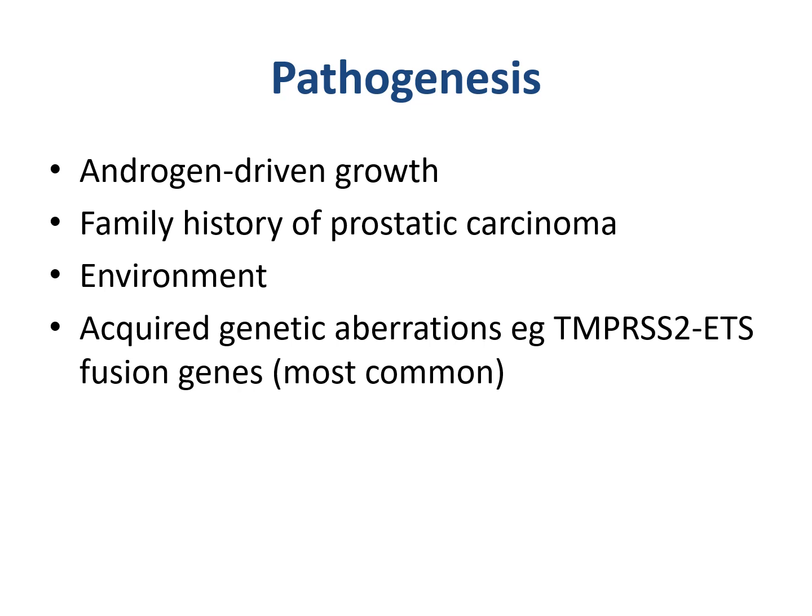The second important factor is family history of prostate carcinoma. This is part of the hereditary factors in its carcinogenesis, with an increased risk of cancer if there has been a first-degree relative diagnosed with it. The third factor is environment. The environment, including diet, may also play a role. And lastly, acquired genetic aberrations, specifically, for example, the TMPRSS2-ETS fusion genes, which are the most common genetic aberration seen in prostate cancer.